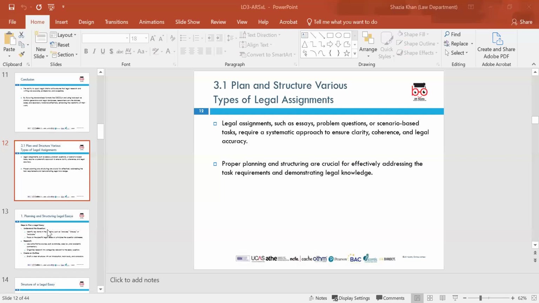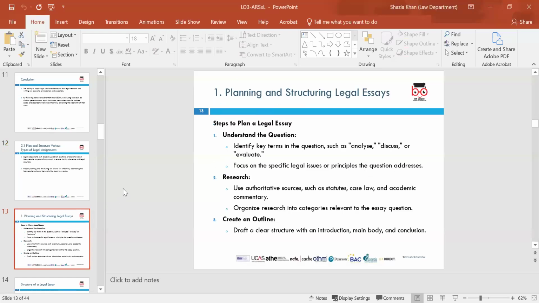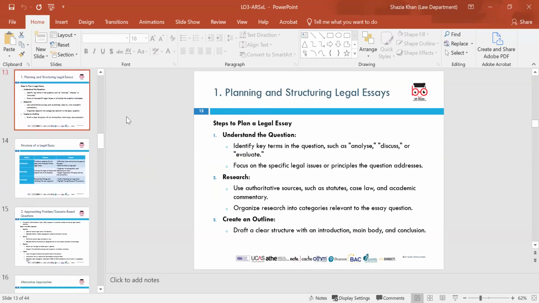Let's go to the next slide. Planning and structuring legal essays. So, steps to plan a legal essay. Make sure you understand the question, so write down what you want to achieve. Make sure you understand what the question is asking you, because it's really important. Look at the command verbs, such as analyze or discuss, and focus on what it's asking you.